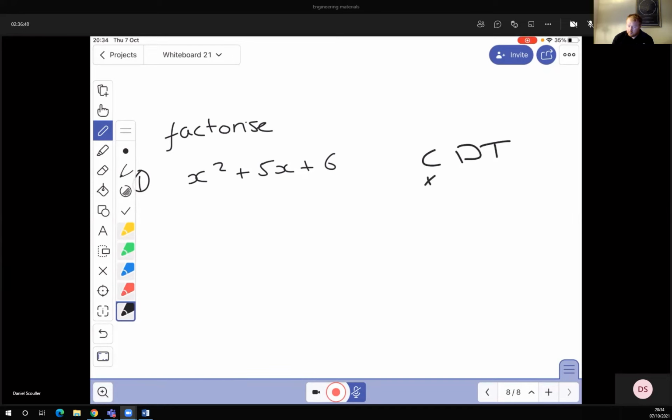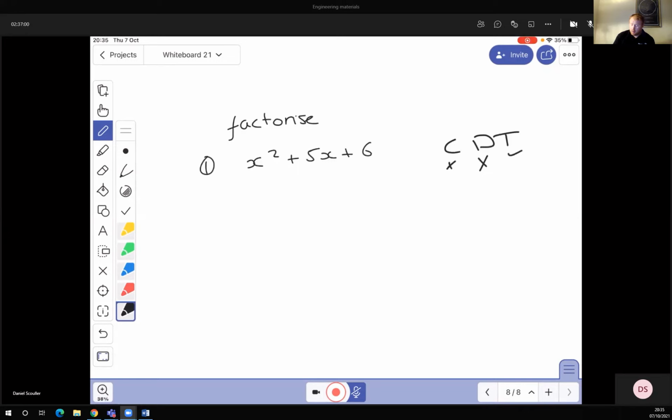Nope. It's definitely not a difference of two squares. A difference of two squares would just have two terms. So it's only a trinomial, so we're only following the trinomial process. The trinomial process has two headings: add, multiply.